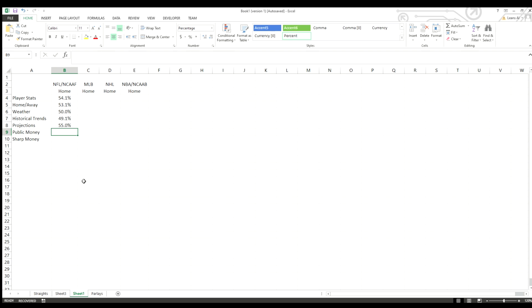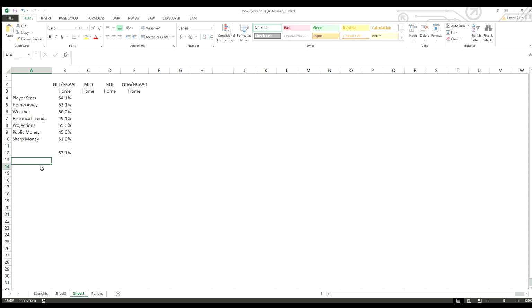Maybe the public is really betting on the road team, and there's 45% of the public money on the road team, but the sharps are 51% on the home team. So an easy way to do this is just to average all these together. Now, obviously with the public, it gets interesting because the public is usually wrong. So I'm going to average these together and then do 1 minus this for the public. So that gives us a 57% chance that the home team is going to win this game.